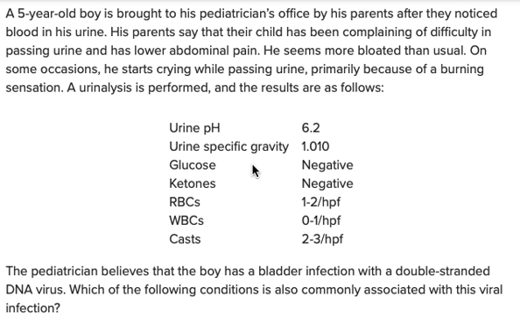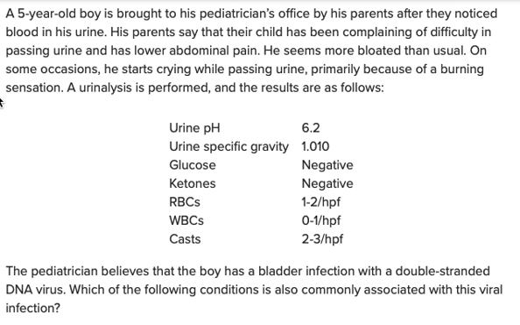A 5-year-old boy is brought to his pediatrician's office by his parents after they noticed blood in his urine. His parents say that their child has been complaining of difficulty in passing urine and has lower abdominal pain. He seems more bloated than usual. On some occasions, he starts crying while passing urine, primarily because of a burning sensation.